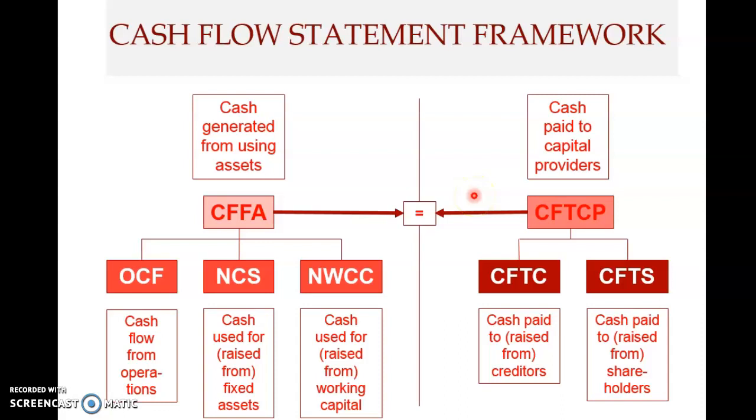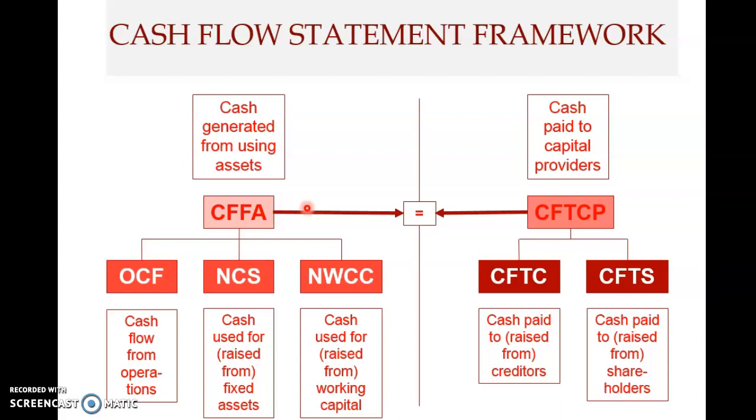So if assets equals liabilities plus equity is true, and it must always be true, therefore the CFFA must always be equal to CFTCP, or cash flow from assets must always be equal to cash paid to capital providers, or cash flow to capital providers. Is that okay? So with that, we finish this particular component, or key point, of this chapter, the final key point.